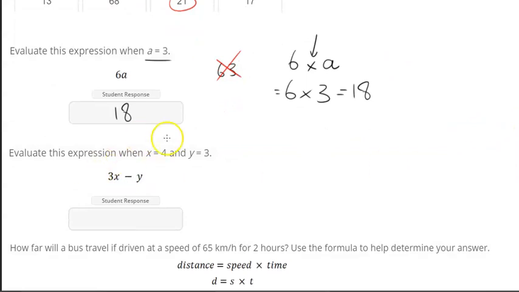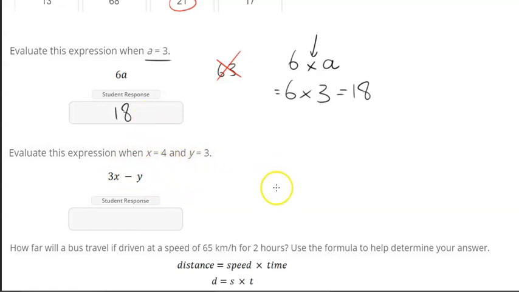You will get trickier questions that look like this, where you are substituting now 2, and sometimes you can substitute 3 values within an expression. We need to evaluate this expression when x is equal to 4 and y is equal to 3 of 3x minus y. So it's just a simple replacement. x is equal to 4, and y is equal to 3.